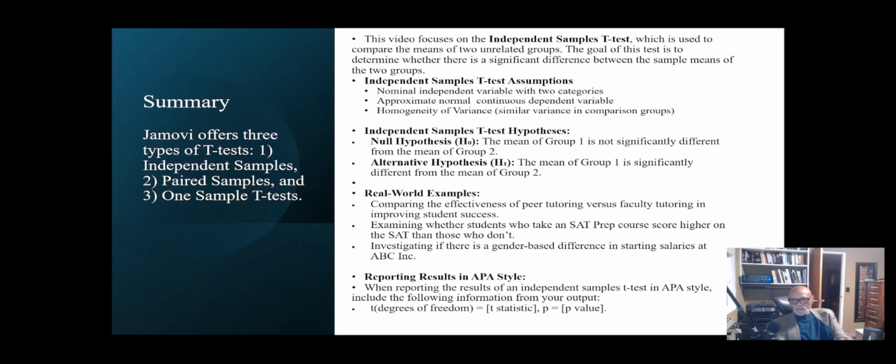There was a difference. The null hypothesis is there's no difference. The alternate hypothesis is that there is a difference. And then when you report your findings, the APA format requires you to specify degrees of freedom, the t-statistic, and the p-value.